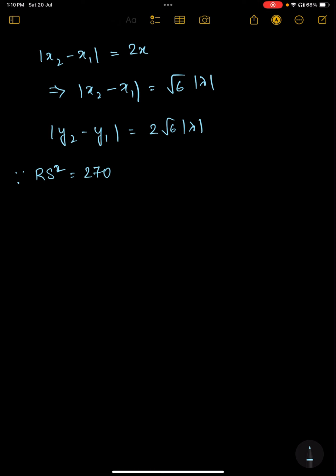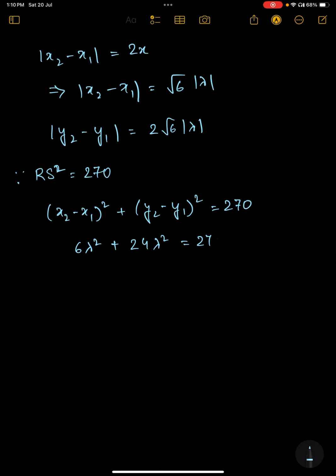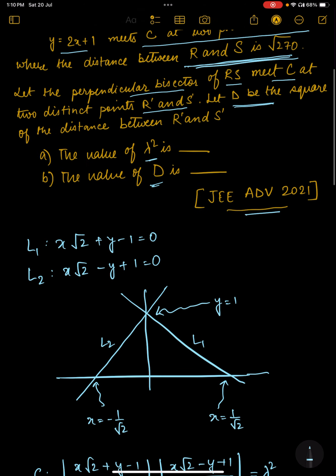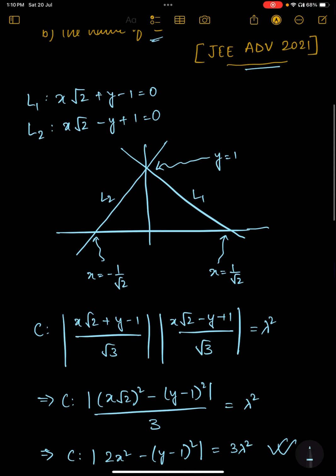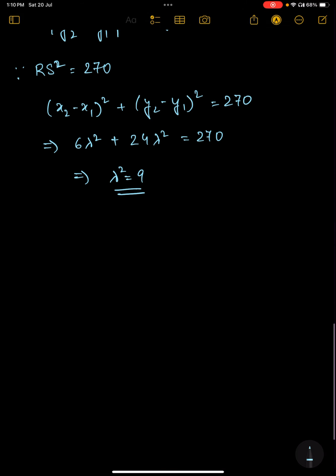Now I can very easily write that x2 minus x1 whole square plus y2 minus y1 whole square is equal to 270. Now substituting this x2 minus x1 as 6 lambda square plus y2 minus y1, I can write it as 24 lambda square is equal to 270. This gives me that lambda square is equal to 9, and this is the answer for our first question. What is the value of lambda square? It is 9.